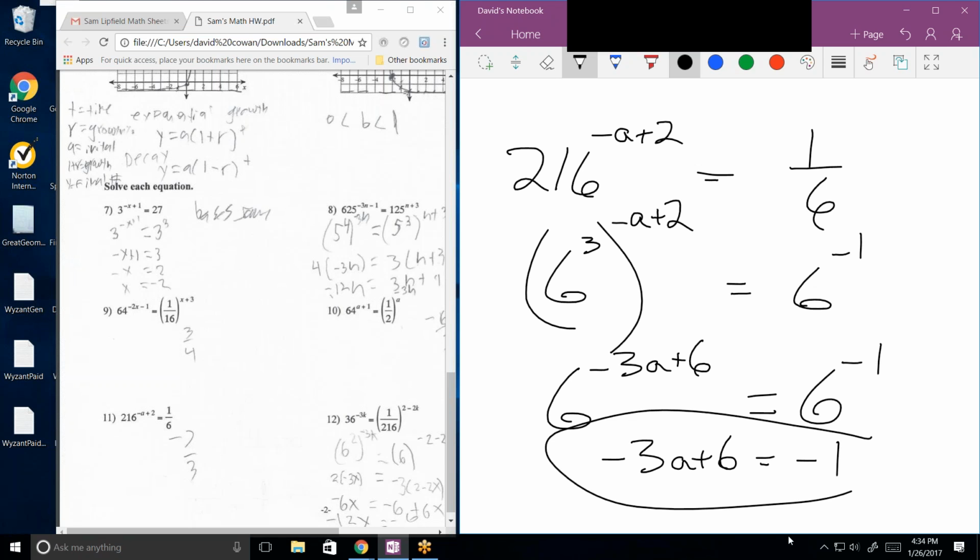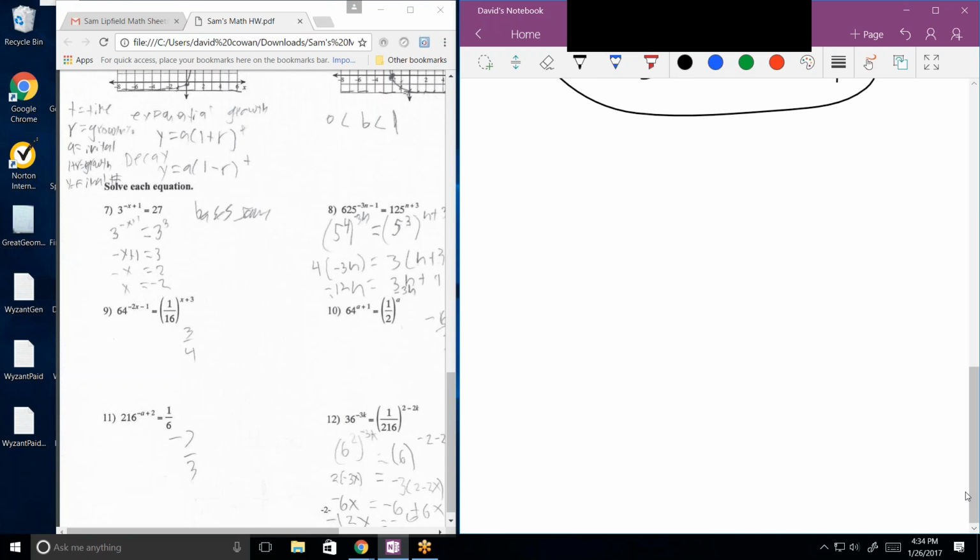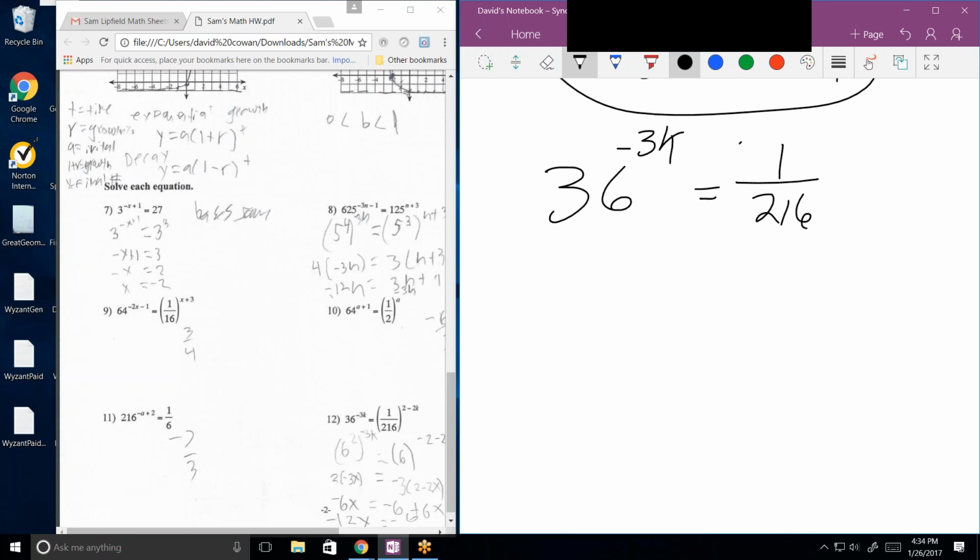Now that's a simple algebra problem you can solve. So the key with all of these is to convert them to algebra problems, because they're not algebra problems to start with, they're exponential problems. But as long as we can find a common exponential base, then we can turn them into algebra problems instead of log problems.